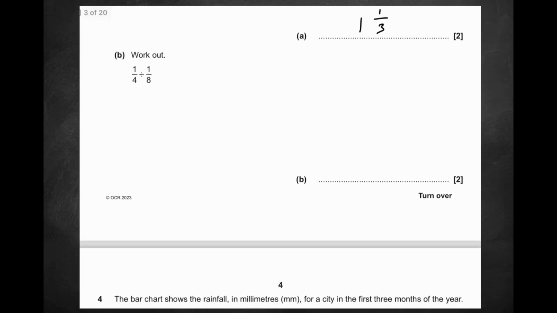Part B. Work out 1/4 divided by 1/8. 1/4 divided by 1/8 is the same as 1/4 multiplied by the inverse of 1/8, which is 8 over 1, which is the same as saying 8 over 4, which is just 2.